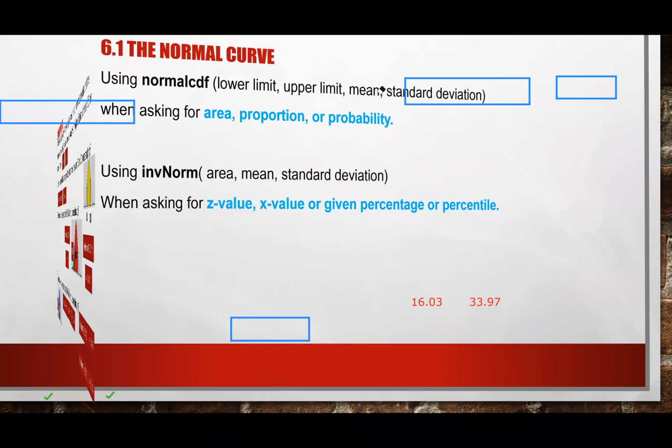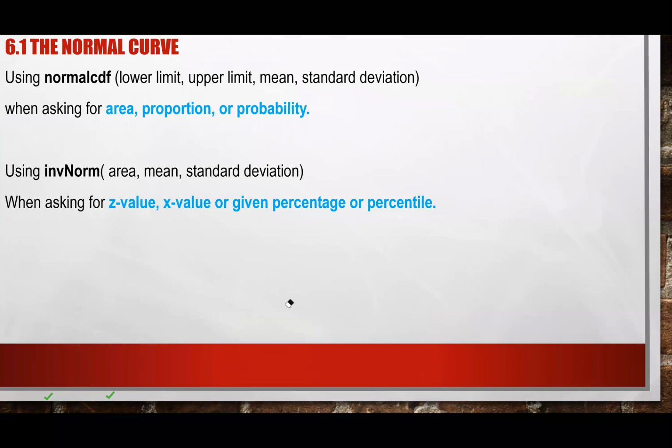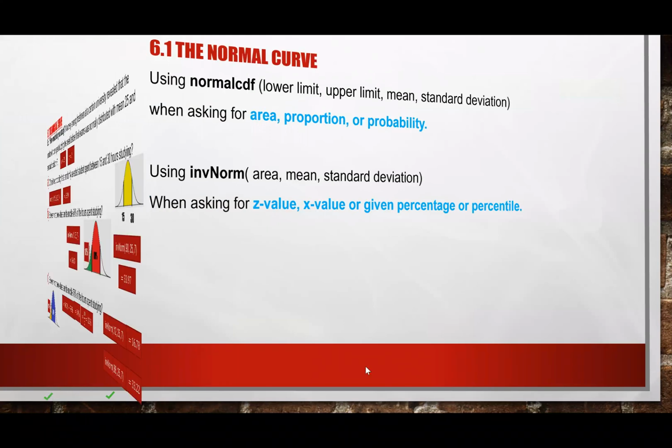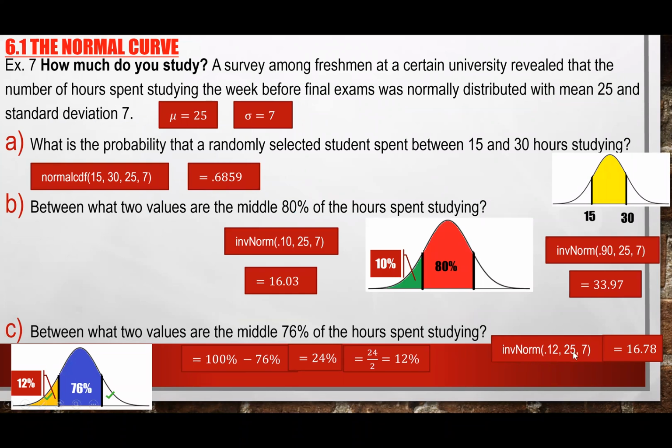Because I have 12% on the left-hand side, that's why I use the inverse norm, 12%, 25 is my mean, and 7 is my standard deviation. So I know my value is 16.78. And now to find the value on the right-hand side, I know the area is 12 plus the 76, because those are the accumulated area from the left item to this given point. So instead of using 12, I have to take the 12 plus the 76 to give me 88.